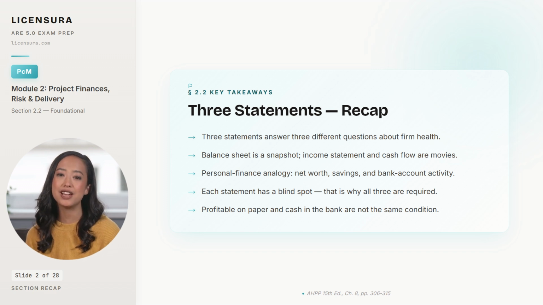Fourth, each statement has a blind spot. The balance sheet hides profitability, the income statement hides cash, and the cash flow statement hides long-term viability. And that is why no single statement is sufficient. And fifth, the most expensive lesson a young principal can learn is that profitable on paper and cash in the bank are not the same condition, because the firm that confuses the two cannot make payroll on Friday.